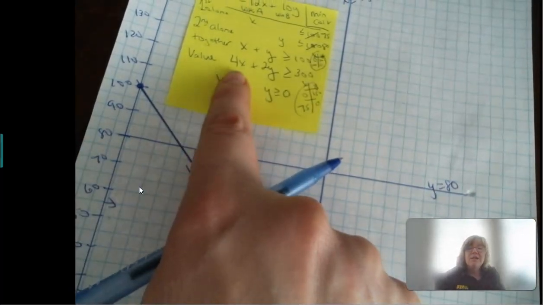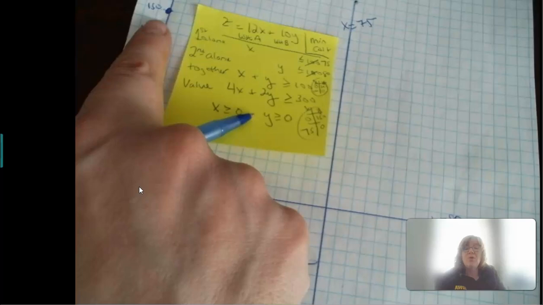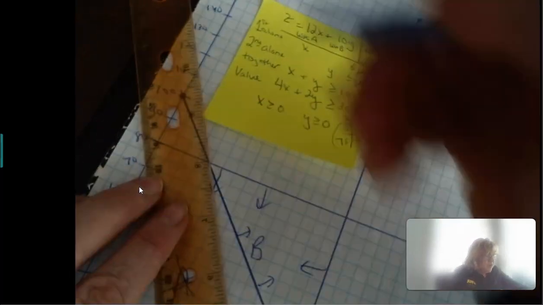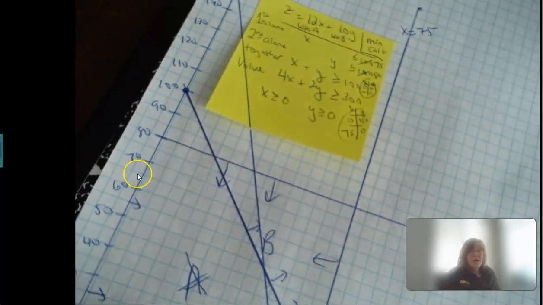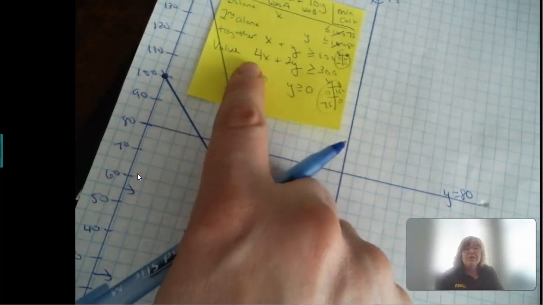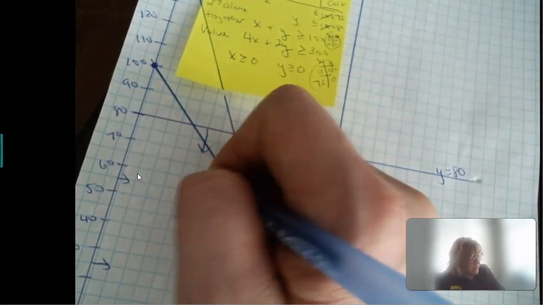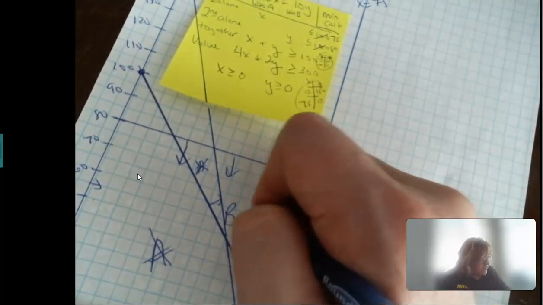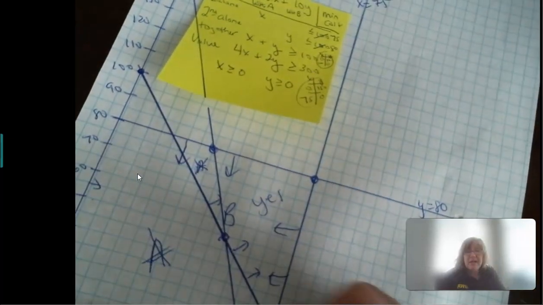Okay, the next one is what? 150 on the Y. So put a dot at 150 on the Y. 75 on the X. I'm going to draw that. So 150 on the Y, 75 is right there. And it's going to cut a corner off my region. So I'm going to call the little corner A and B. I'm going to test 0, 0. Is 0 plus 0 greater than 300? That's a no. So the 0, 0 side is a no, which means my A is no. So my B is a yes. So I'm going to shade in my B, and I'm going to emphasize my corner points.